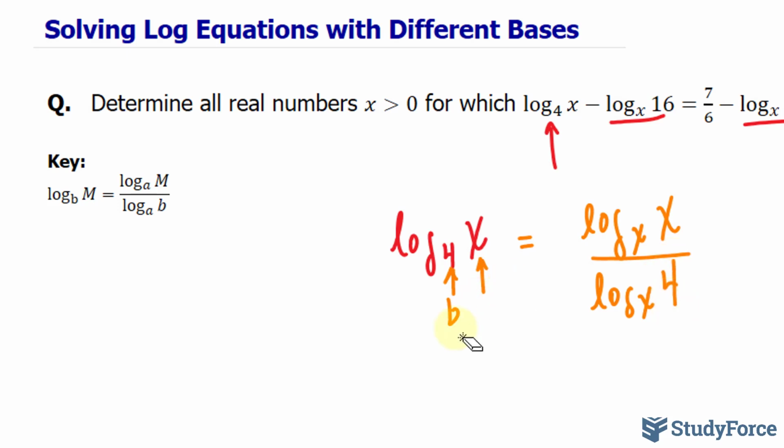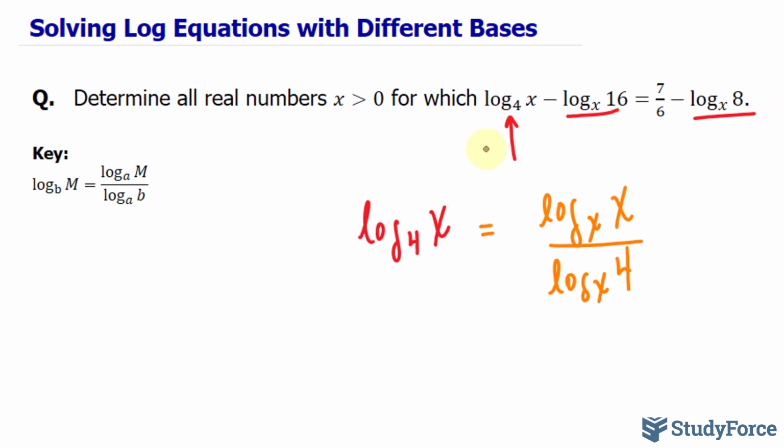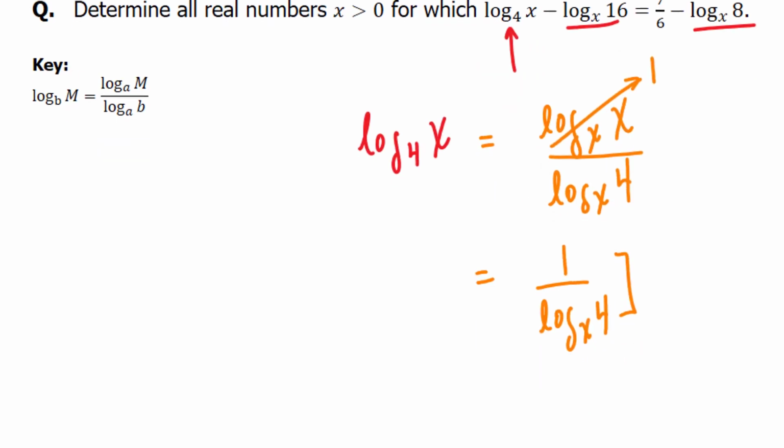I'm going to go ahead and erase those annotations. All I'm doing here is converting that first term so that it has a base of x. But we still have a long way to go. Notice here we have log of base x of x. Because the base and the argument are the same, that is, both of these are x, that simplifies to 1. So we have 1 over log of base x of 4 represents log of base 4 of x. So I'll replace this term with that expression. Let me go ahead and rewrite the equation.